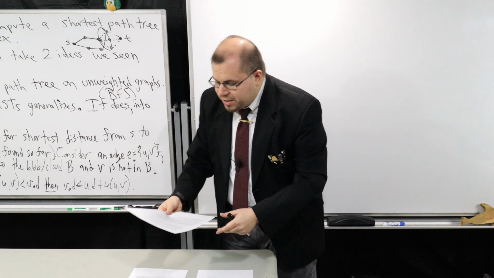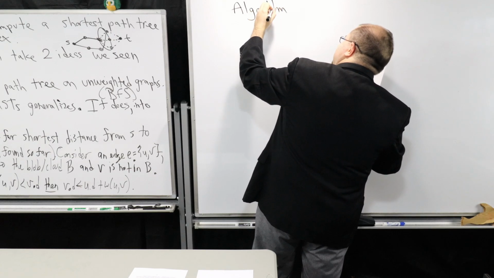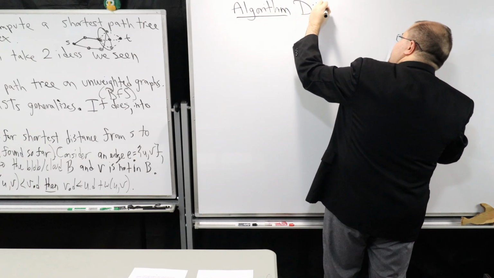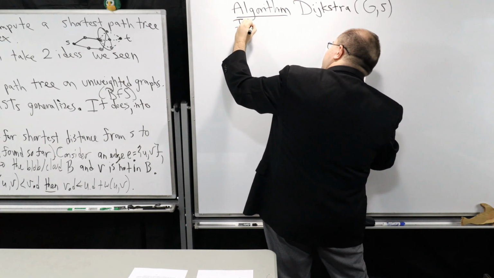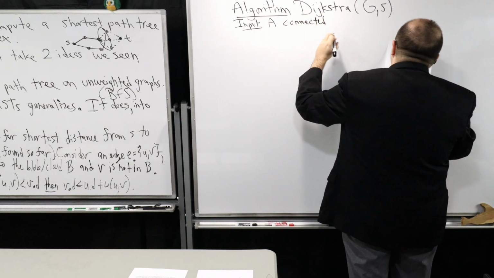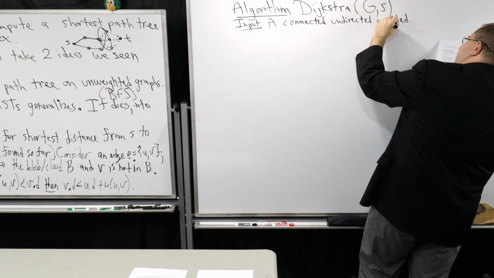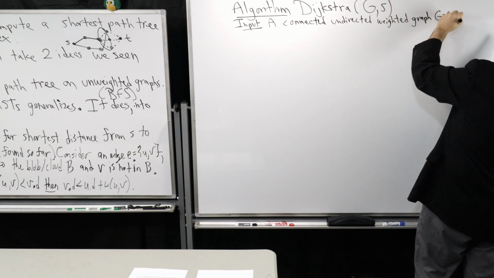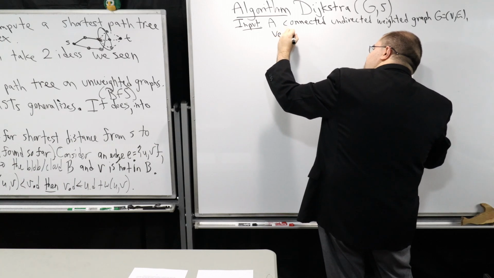So let me write out Dijkstra. And like I said, you'll almost feel like you're writing down what I wrote last day. So here's Dijkstra. I give you an input, and my input's quite simple. The input is a connected, undirected, weighted graph G equals (V, E). And by the way, remember that the weights here are non-negative. And also I have the source vertex S.